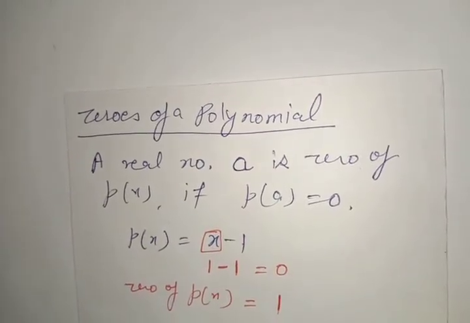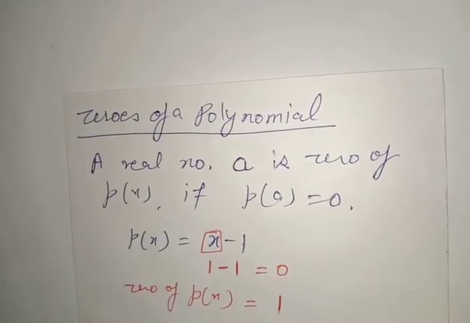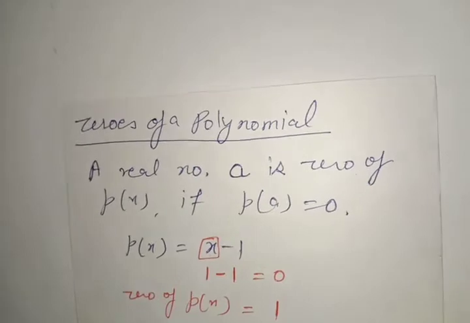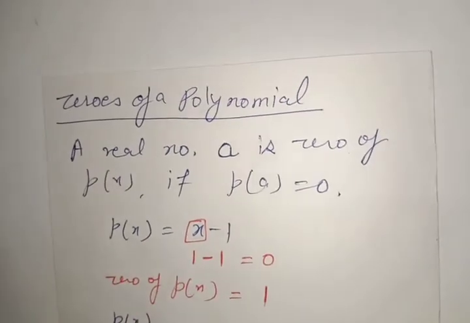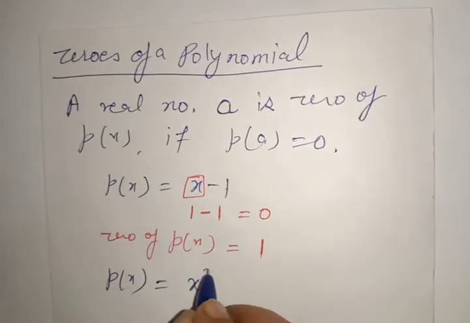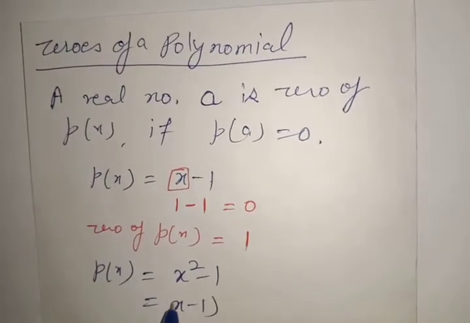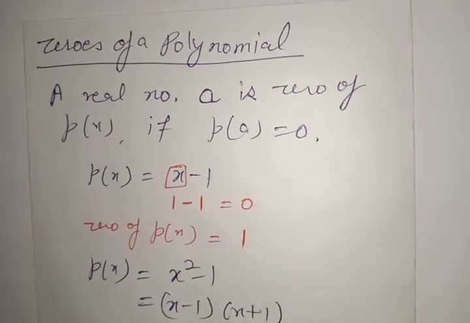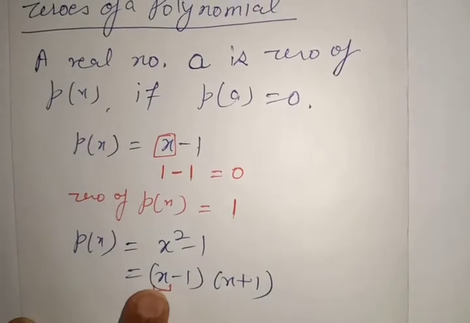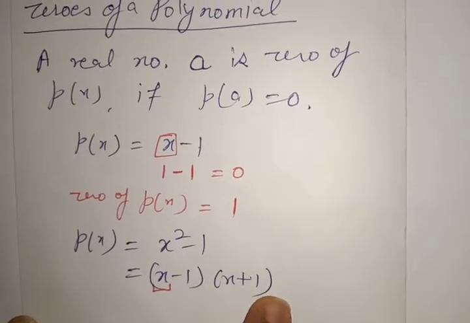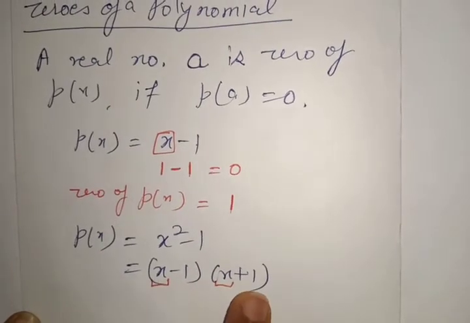Learn this line: zero of a polynomial is the number which makes the polynomial 0. One more example I want to take so that you can understand. Suppose I take p(x) is equal to x square minus 1. I can write it as x minus 1 and x plus 1. And you can easily tell me, if I write here 1, 1 minus 1 is 0, 0 multiplied by the bracket is 0.